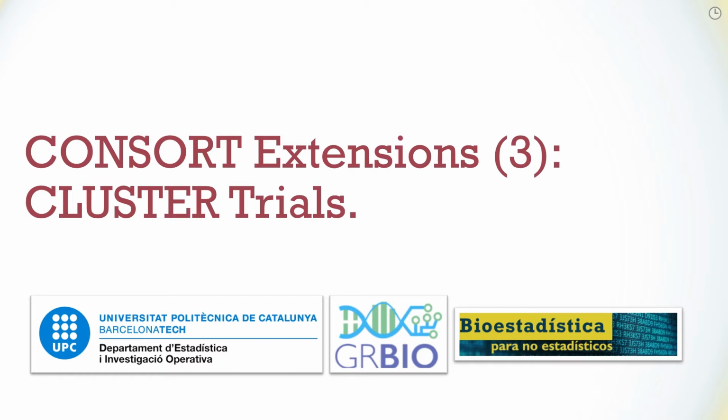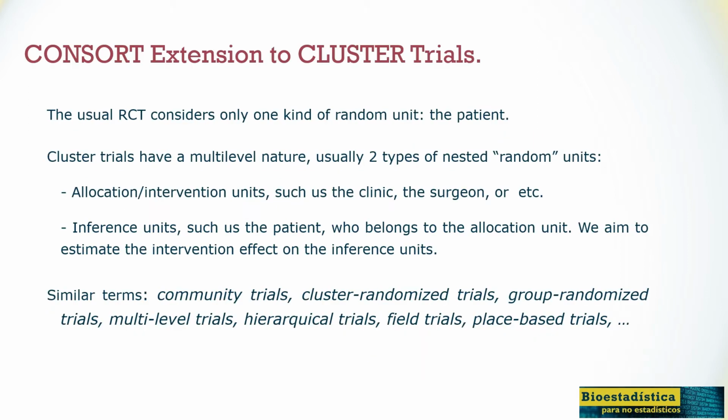Let us begin. In the usual design of cluster randomized trials, there are two types of randomized units. In one, we assign the intervention. The other is nested within the first, but here we evaluate the outcome. We will call them, respectively, units of intervention and units of inference. In the most typical example, we assign the intervention to health centres with the goal of knowing the effect on patients. Other common names are community trials or randomized group trials.